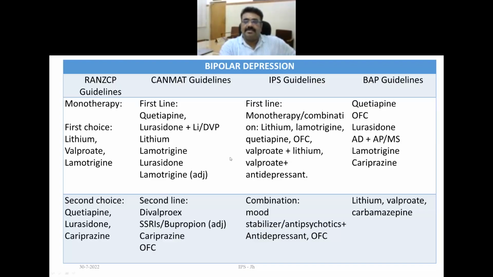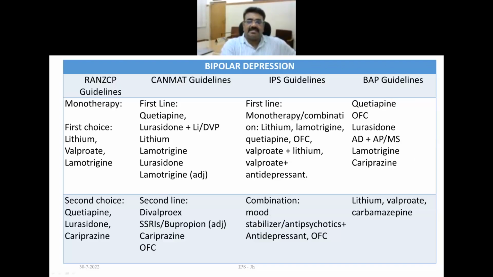In terms of monotherapy, you can find that quetiapine seems to figure in almost all the lists. And then you have olanzapine fluoxetine combination. And then you have lithium, you have lamotrigine, you have lorazepam. And cariprazine is something that has been cited in BAP guidelines, but not in the other guidelines, because this is the most recent of all the guidelines that are available. Cariprazine in doses of about 1.5 to 3 milligrams per day has been recommended as a first-line treatment.